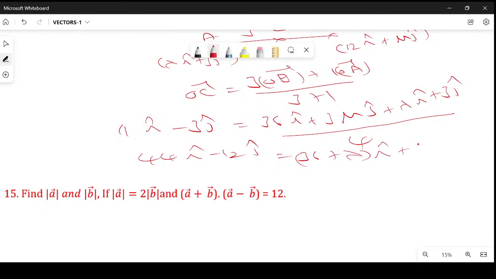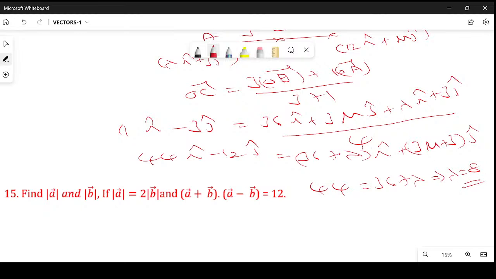And for j cap, you get 3 mu plus 3 into j cap. We can compare with that. Comparing like terms on both sides, I can write 44 equal to 36 plus lambda. Then you will get lambda is equal to 8 here. Lambda is equal to 8.